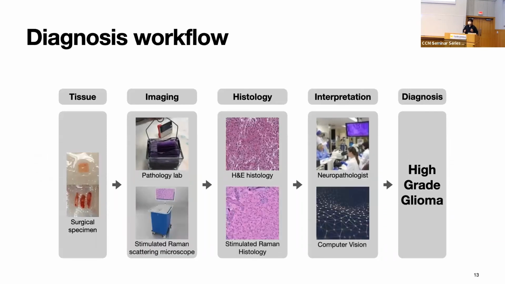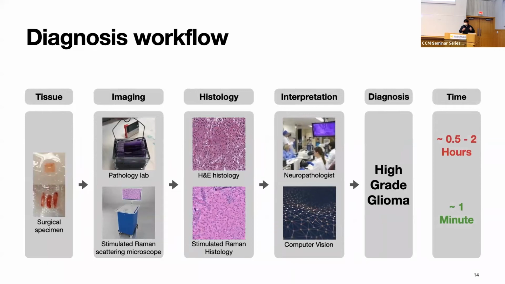So here is the alternative workflow that we are using here at the University of Michigan. So a lot of these surgical specimens can actually be imaged using a new microscope called stimulated Raman histology, right? And this technique will take only up to a minute to image the specimen. And for these specimens, we're trying to develop a method to analyze them using artificial intelligence and computer vision. And the goal is to get the diagnosis time to under 1 minute, right? So this will significantly reduce the surgery time and allow pathologists and surgeons to provide better care for the patients.